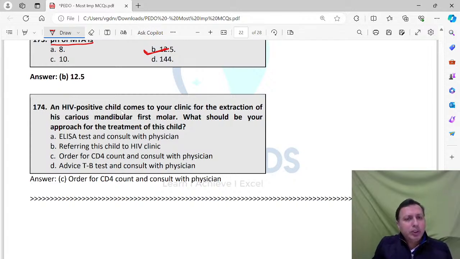Now, an HIV positive child comes to your clinic for the extraction of his carious mandibular first molar. What should be your approach for the treatment of this child? ELISA test and consult with the physician, referring the child to the HIV clinic, order for the CD4 count and consult with the physician, advise TB test and consult with the physician.